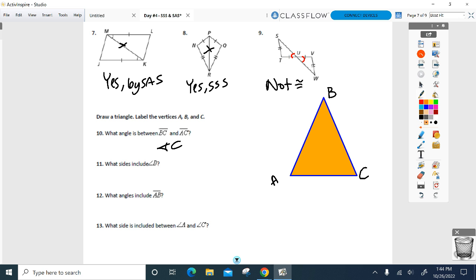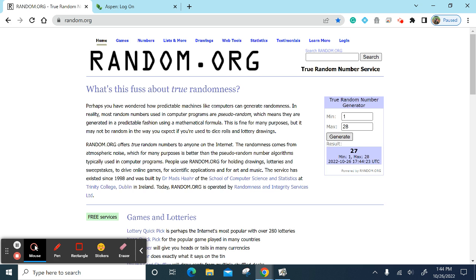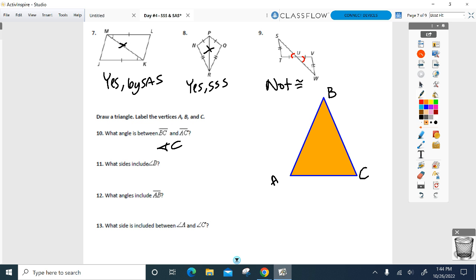All right, can you do this for me? What sides include angle B? So angle B is between what sides now? Angle B is between what sides? AB, BC.